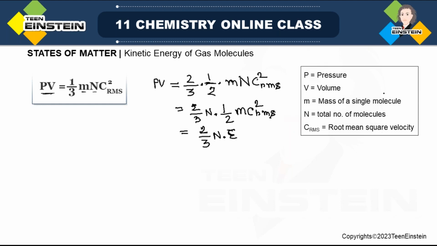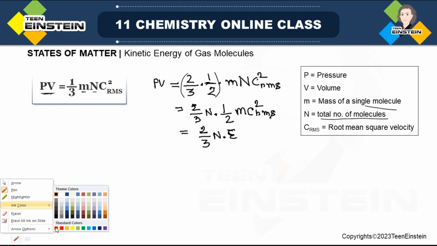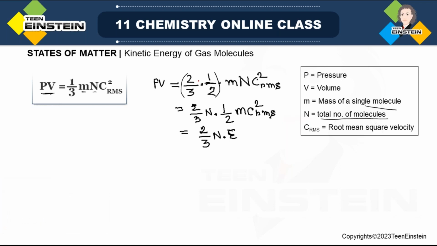Now what are this m and N? P and V are pressure and volume. m is the mass of a single particle, a single molecule. N is the total number of molecules available, and this is the root mean square velocity. Now in this term, 1 by 3 m N c square RMS, you can make a slight change. Suppose you write 1 by 3 as 2 by 3 into 1 by 2, which is another way of writing 1 by 3, because the 2 will be cancelled.